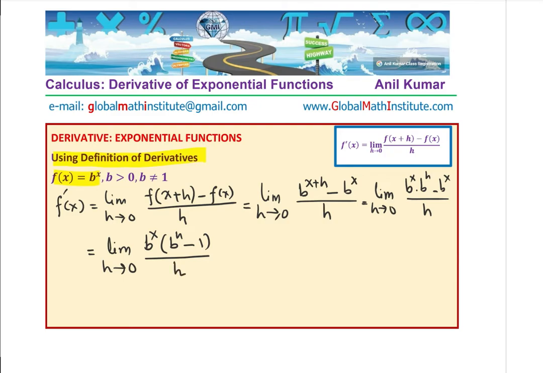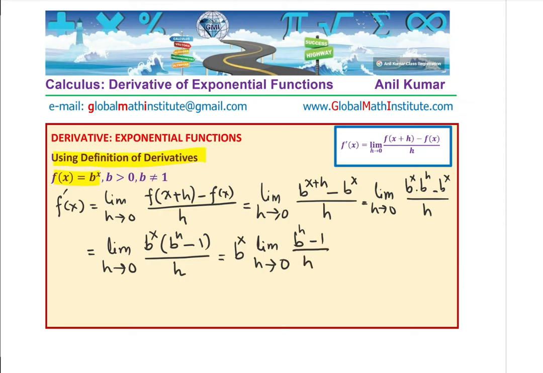Now in this particular limit, you can see that b to the power of x is independent of h, right? So if h is approaching 0, it doesn't change the value of b to the power of x. It remains as it is. So we could factor this out, right? It is a very critical part of our derivation. You should understand why we have taken out b to the power of x outside, right? It could be a communication question in your test paper also.